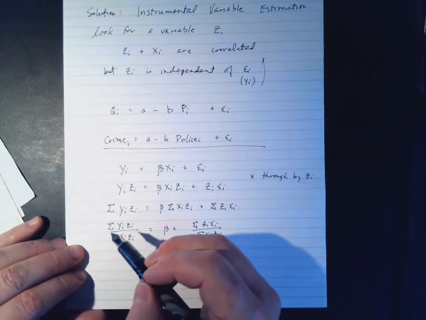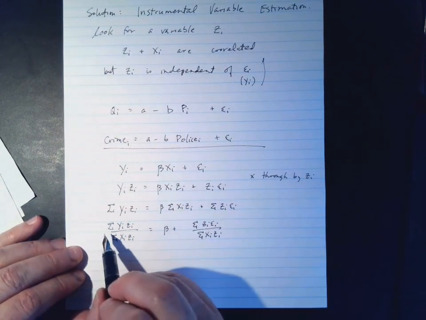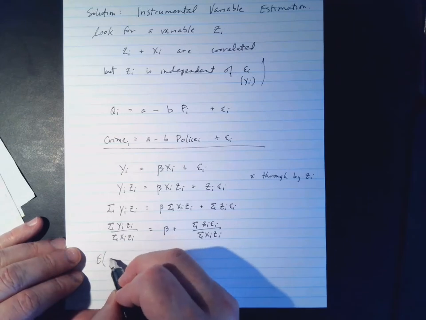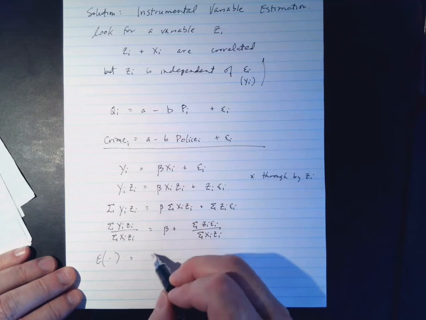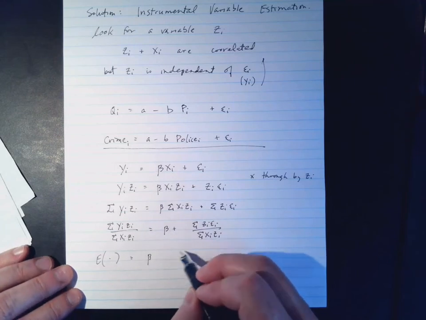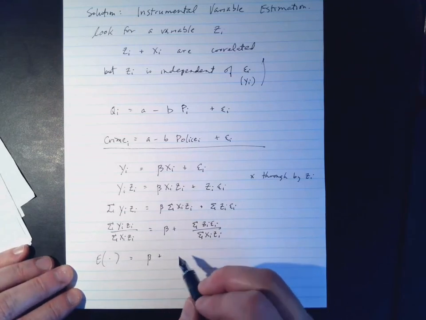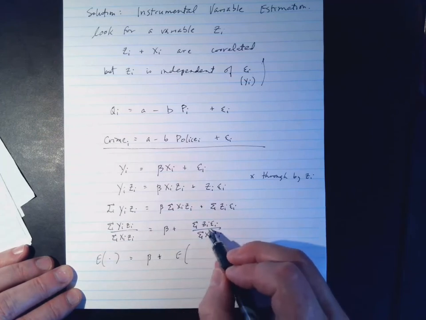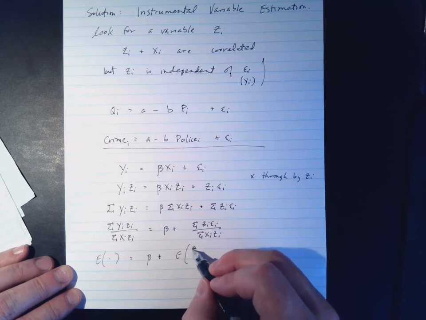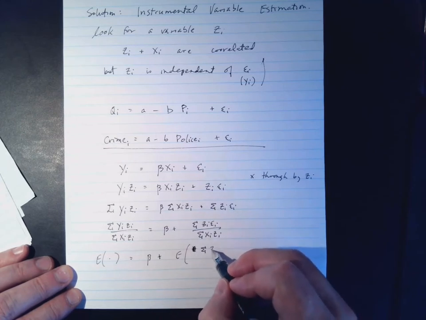And now if I take the expected value of both sides, the expected value of that term there will be, well, I've got the expected value of a constant, so I get my constant back, plus, and then I've got the expected value of this thing. Sorry, summation.